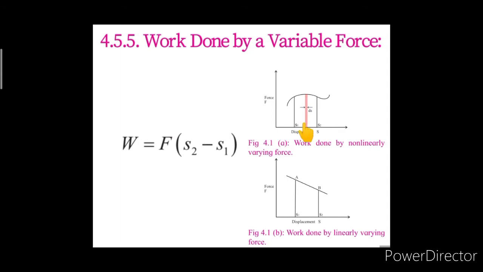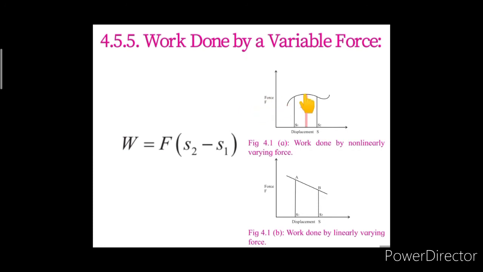As you can see, from the displacement S1 to S2, as the force is variable, we divide this displacement into a large number of infinitely small displacements, and one such displacement we name ds. It is so small that the force F is practically constant for this displacement ds. Practically constant means the change in the force is so small that the change cannot be recorded.